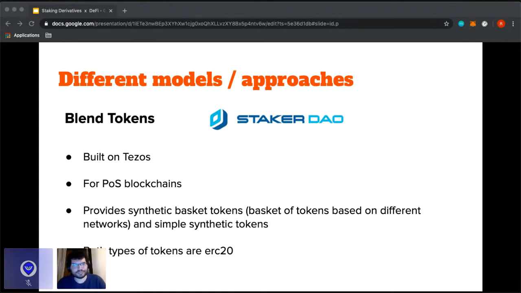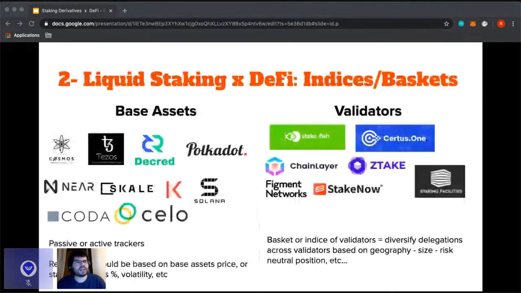So the first DeFi application that we can have based on liquid staking are indices and baskets. So we can have two types of indices, and we can also mix them to create some hybrid types. So the first type is a mix of different assets. We can build, for example, a passive tracker that is going to contain a percentage of each asset based on their respective market caps. So in this case, for example, we have Cosmos, Tezos, Decred, Polkadot, Near, Scale, Kava, Solana, Coda, and Celo. Maybe I missed a lot of other PoS blockchains.